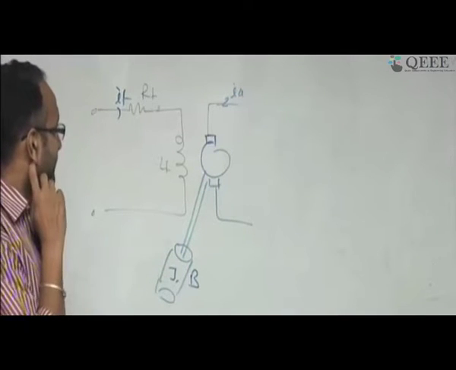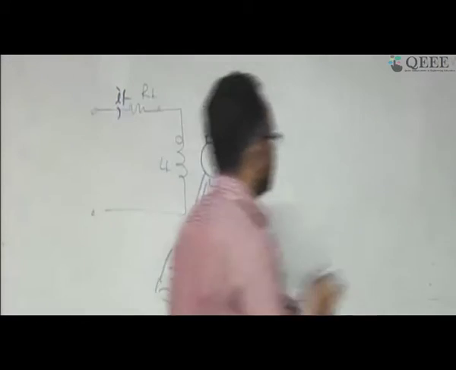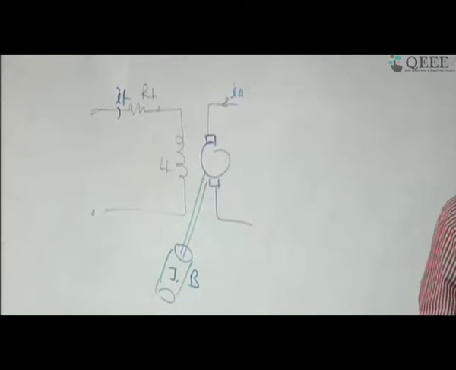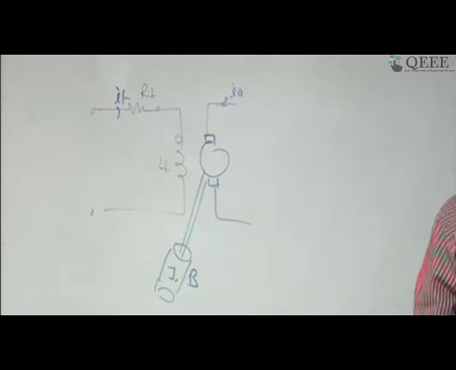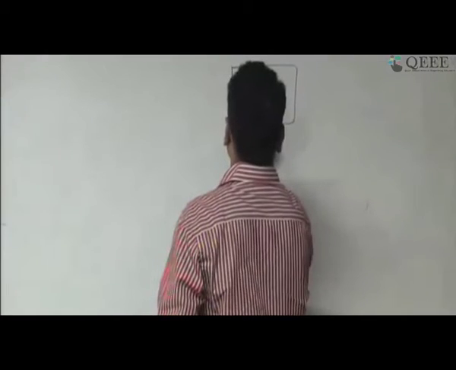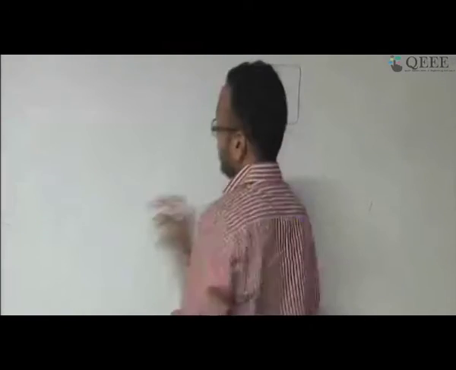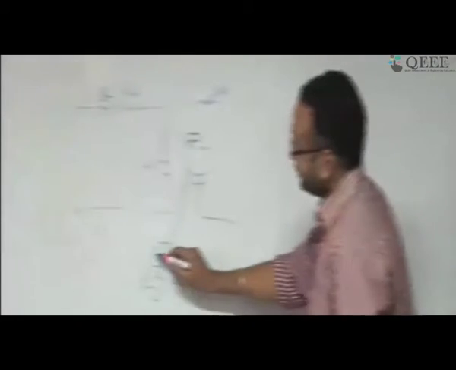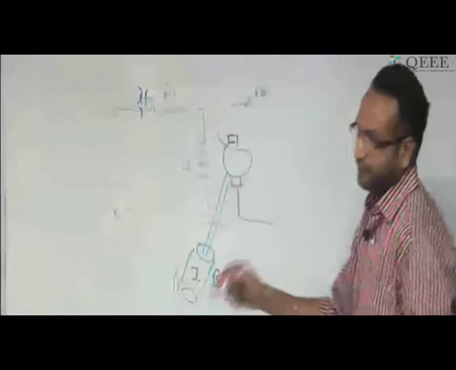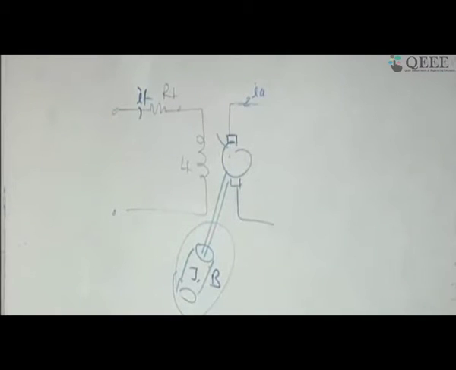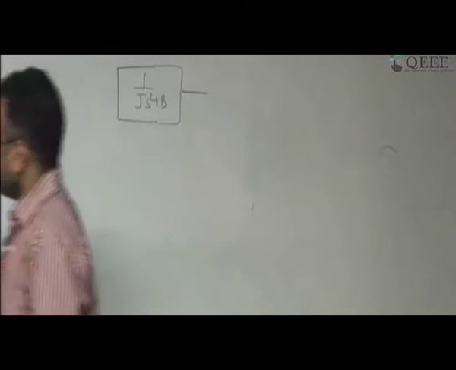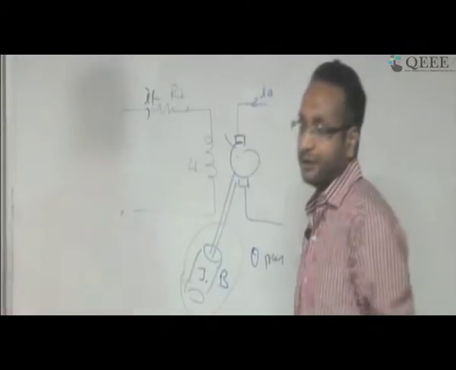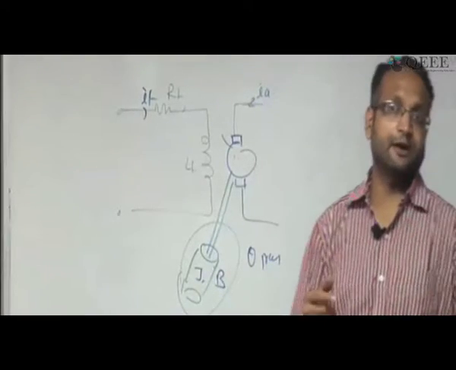Now I want to write a corresponding block diagram representation. So I can write it. This is my 1 by Js square plus B, the plant. Here I am providing some torque, and the torque is given to this load. And yesterday, if you remember, it is a second order system. And here remember, my objective of interest is theta, the rotation. It is not angular velocity, it is the angular position.